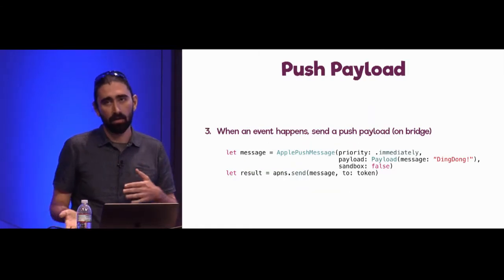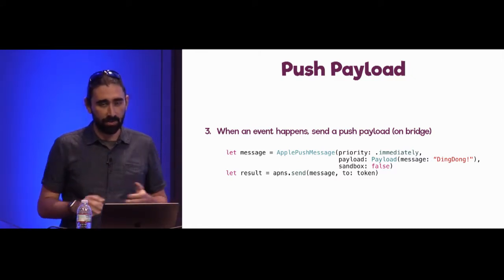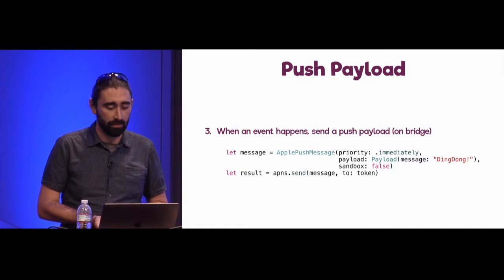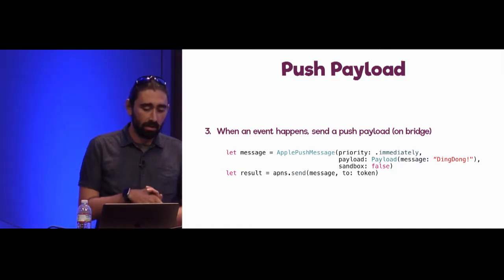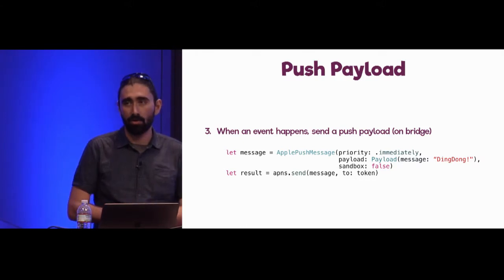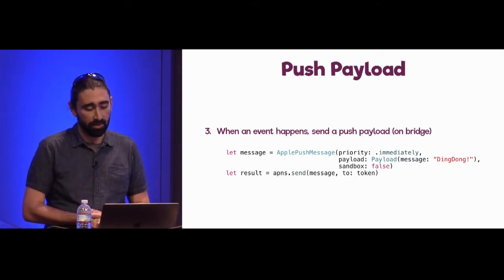Now here we're on the Raspberry Pi. After the bridge saves that token, we can use it to actually send a push payload. So here I'm sending a really simple message, ding dong. And of course there are other parameters you could add to the payload if you want to make it much more full-featured.